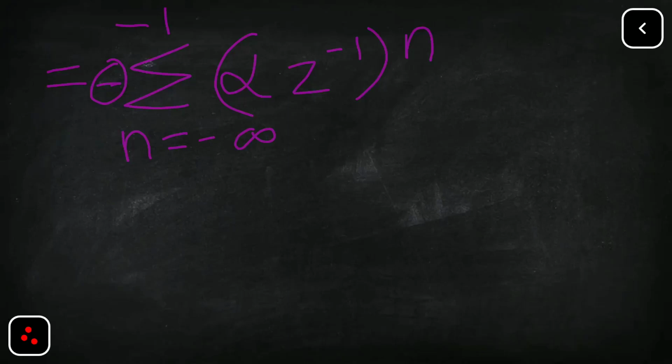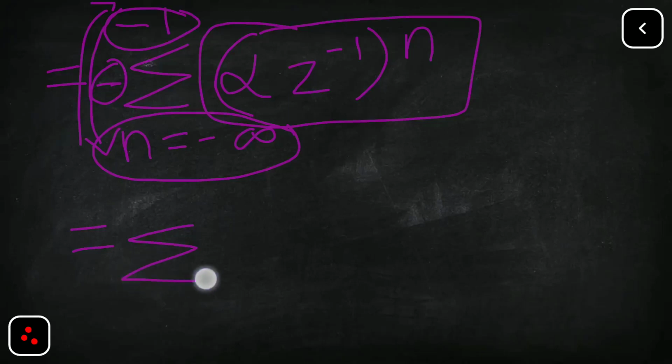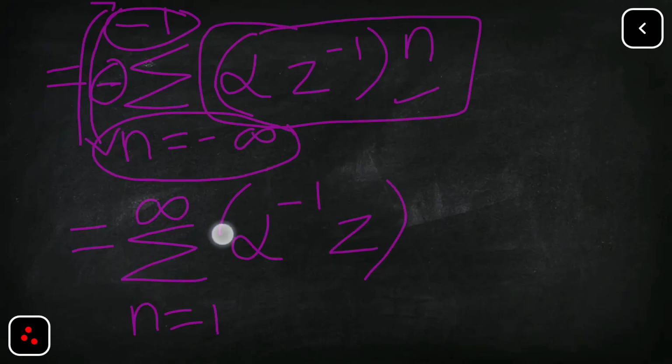Next, the summation is n equal to minus infinity to minus 1, so I am going to shift the limits. I am going to change the limit. If I shift my limits to n equal to 1 to infinity, I have to take the inverse of this particular term. The inverse of this is alpha to the power of minus 1 into z, whole to the power of n, right? So this is what you get.